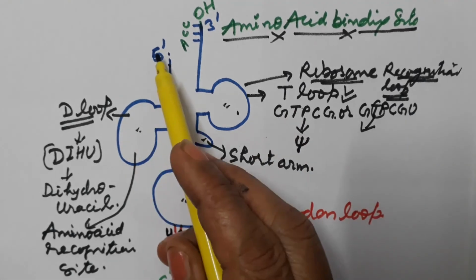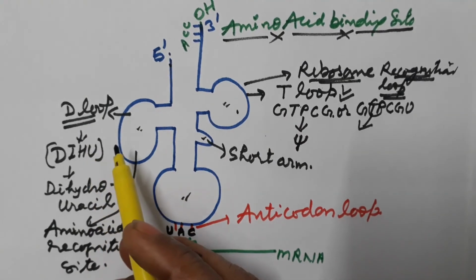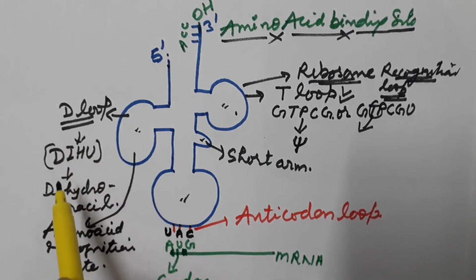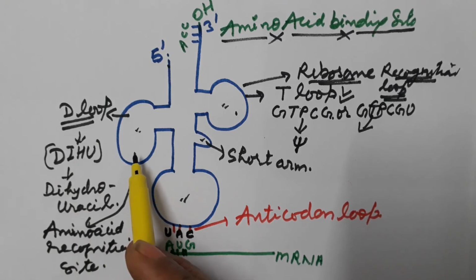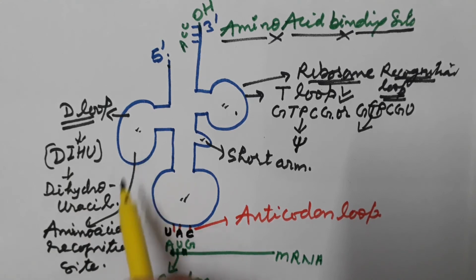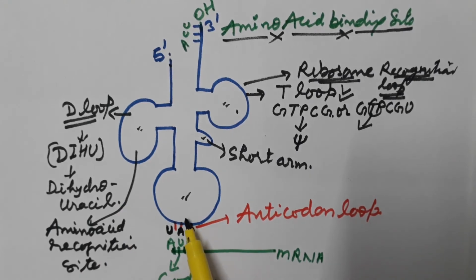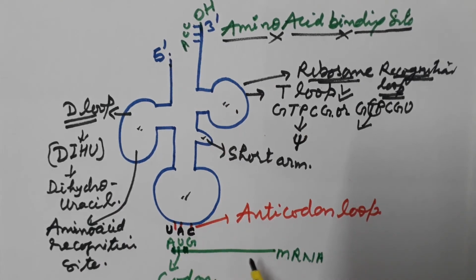The loop present towards the 5' end is known as the D loop. Why is it known as the D loop? Because it consists of dihydrouracil. That is why it is known as the D loop. What is the function of this? This is the amino acid recognition site which recognizes the amino acid according to the codon present on the messenger RNA. And the other loop which is present opposite the amino acid binding site is known as the anticodon loop.